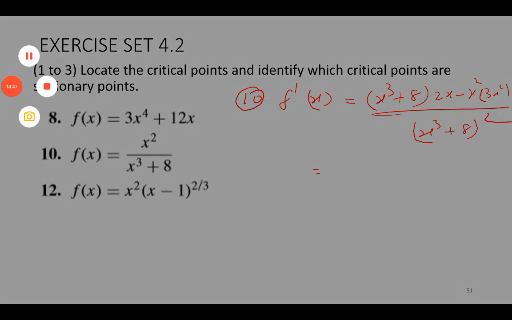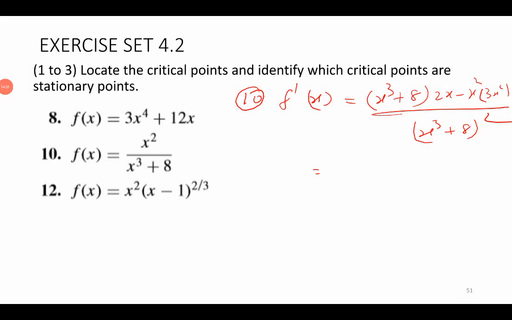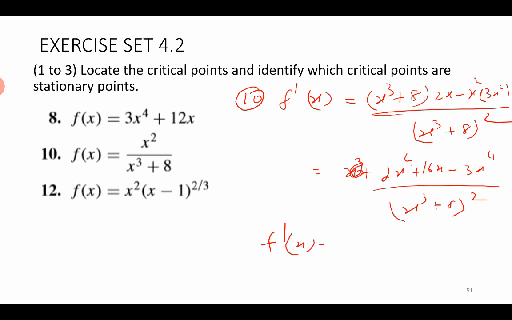Simplify it. So this is x cube plus 8. When you differentiate x square, it is 2x, and when you differentiate x cube plus 8, it is 3x square. Now simplify this one. 2x multiplied gives 2x to the power 4 plus 16x, minus 3x to the power 4, divided by x cube plus 8 whole square. So when you simplify, the first derivative will be 16x minus x power 4 divided by x cube plus 8 whole square.